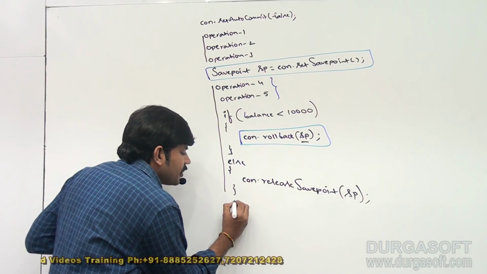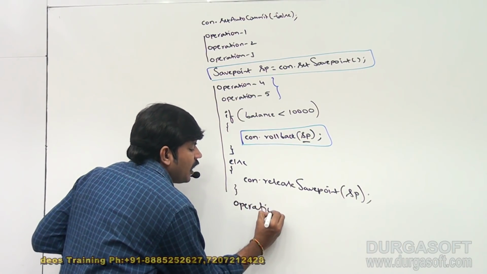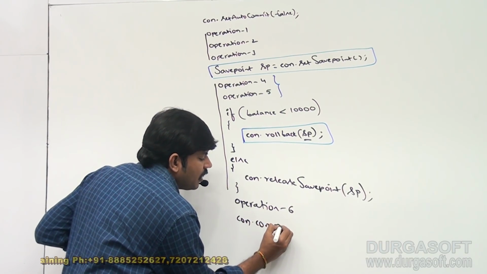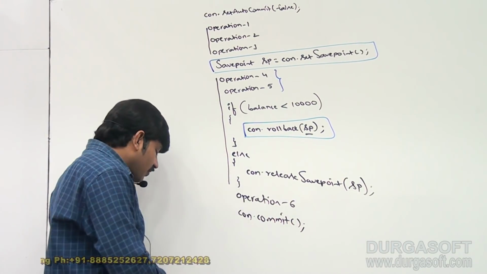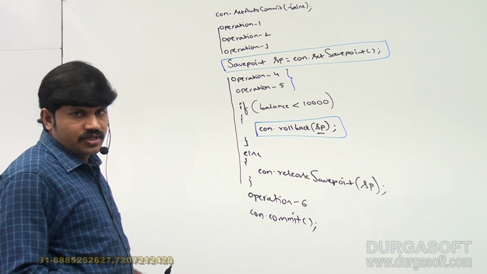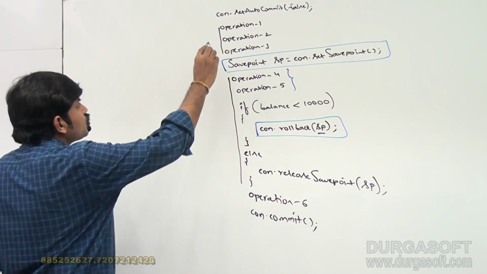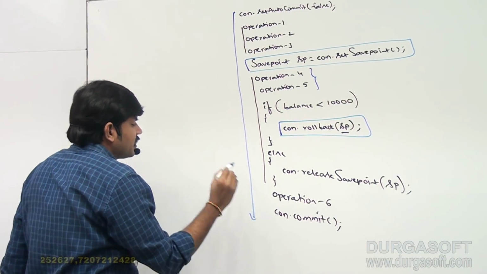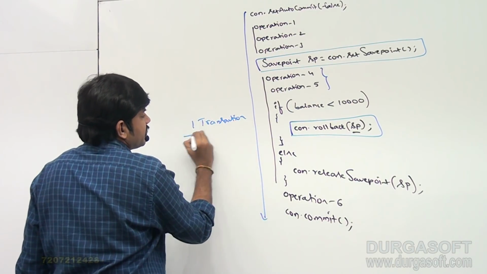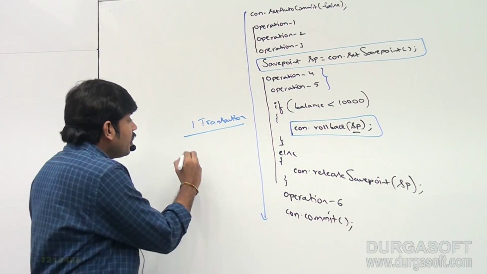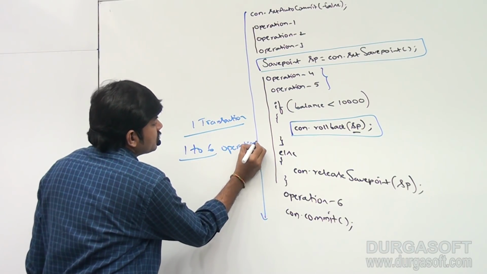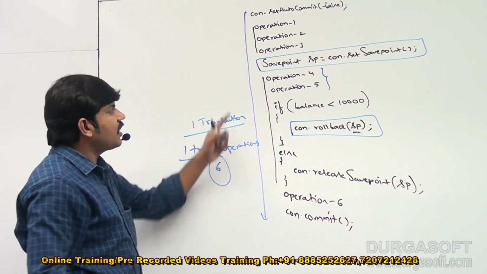Next, after completing operation 6, I'm calling conn.commit. Then I'm calling the commit operation, right? That's all. Now I have one small doubt. This total is one transaction. How many transactions are available? Only one transaction. How many operations are available? Operations 1 to 6. Total 6 operations are available, right?